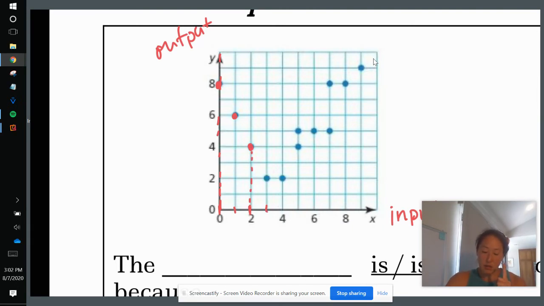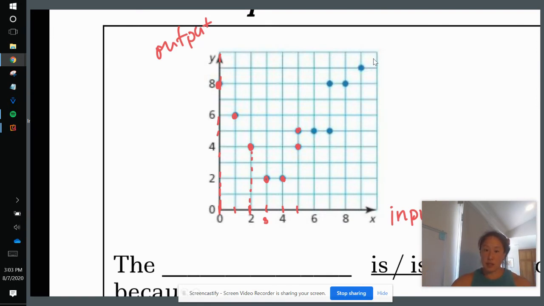At x equals 3, that's 3 comma 2. At x equals 4, I have one output of 2. X equals 5, 1, 2. There are two outputs when x is equal to 5. So right here, this is a problem for me. I can see another place where there's two dots vertically. So this graph is not a function because there are two outputs when x equals 5. Same with x equals 7.